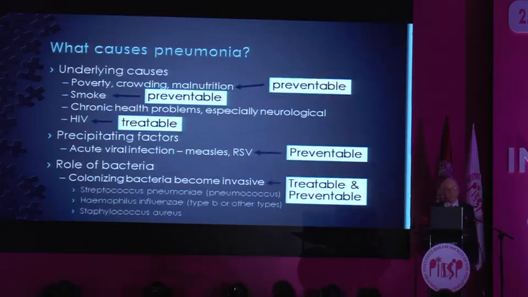Now, most of these factors are, in fact, preventable or treatable. Certainly, you could say, well, poverty and malnutrition is preventable. I find it terrible that endemic malnutrition remains a problem in so many countries today. Smoke is preventable, but it's very difficult, and for governments it's a very difficult issue to deal with. HIV is treatable, bacterial infections are treatable, and the viral infections are, at least some are preventable. Measles is preventable, and I'm hopeful that within the next 5 to 10 years we'll see a vaccine to prevent respiratory syncytial virus.